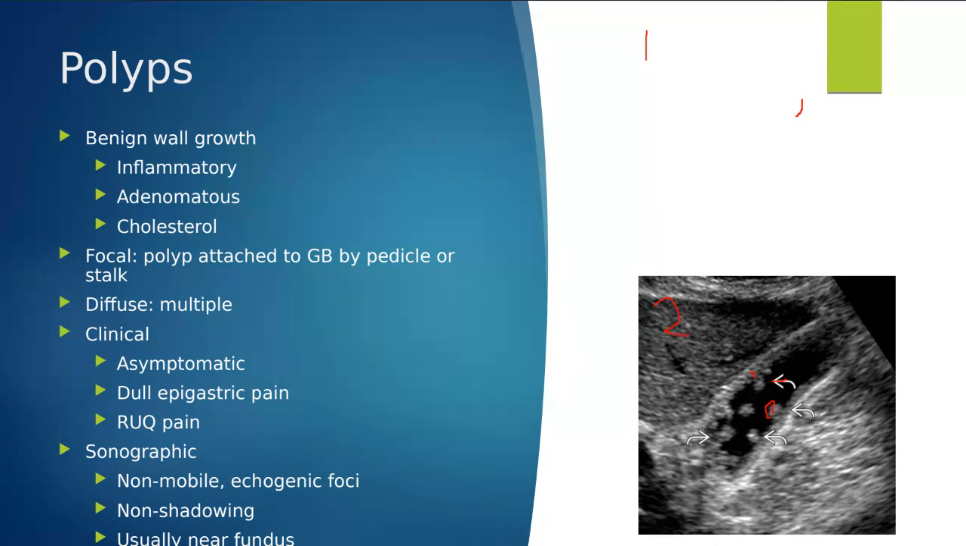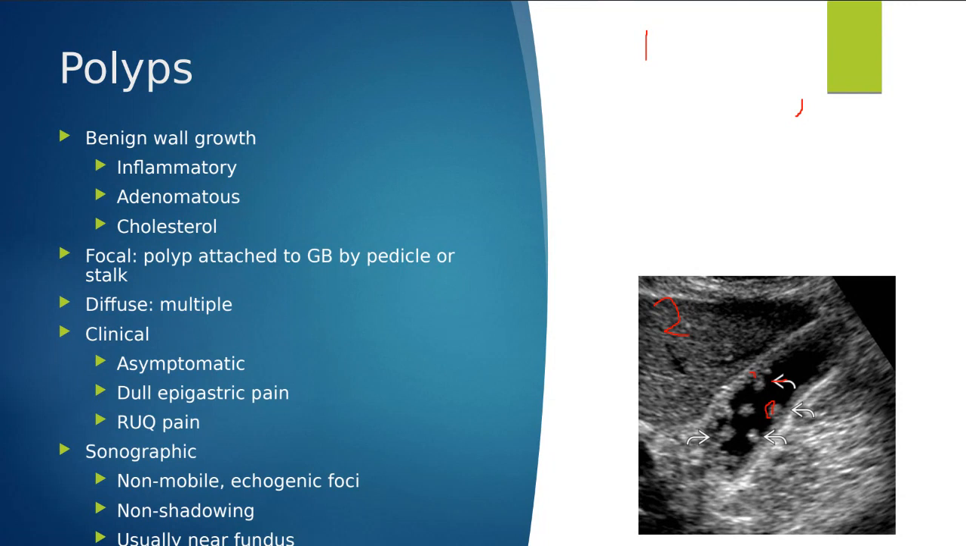A lot of polyps will be, yes, attached to the wall, but some of them can kind of hang into the gallbladder lumen a little bit more, and they're attached by a stalk, or what we call a pedicle. I'll try to put a picture of that type of diagram in the module as well, so you can kind of see what that looks like.